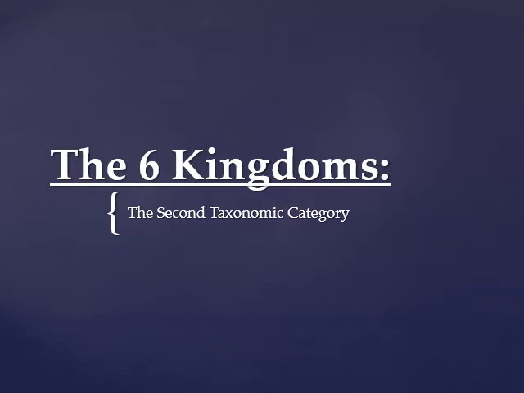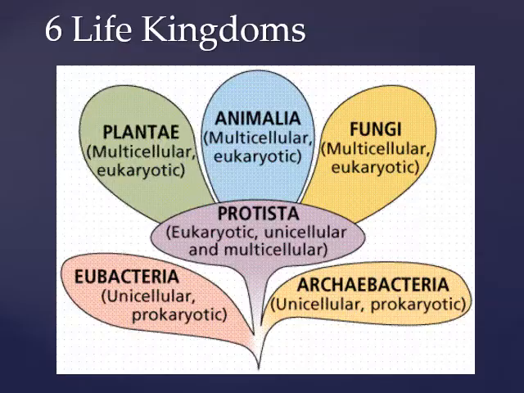Now remember, in the taxonomic categories, kingdom is the second, or the most broad of the categories. So today, we're going to go ahead and be discussing the following. We'll be discussing the 6 life kingdoms. The 6 kingdoms include eubacteria, archaebacteria, protista, fungi, plantae, and animalia.